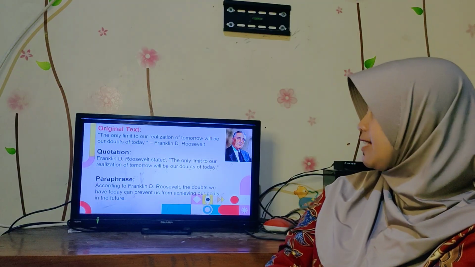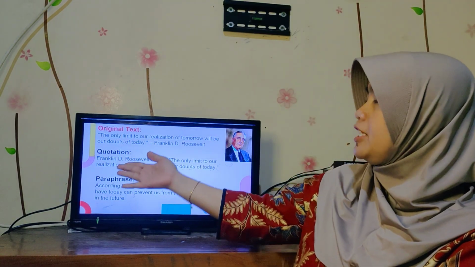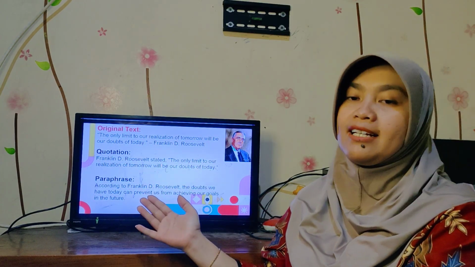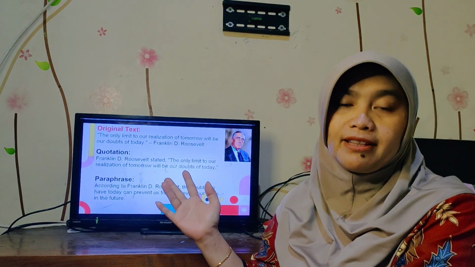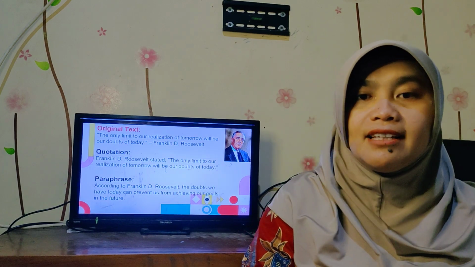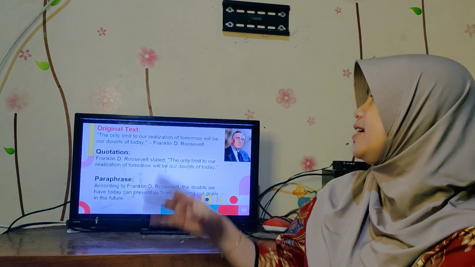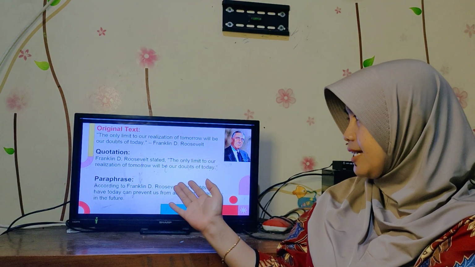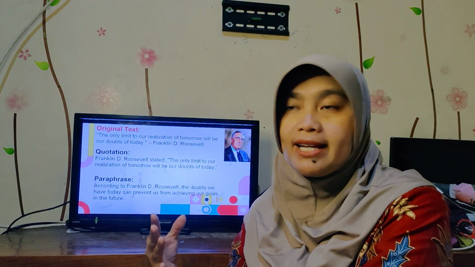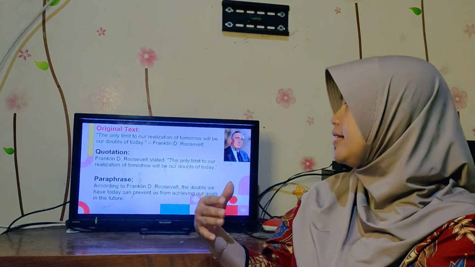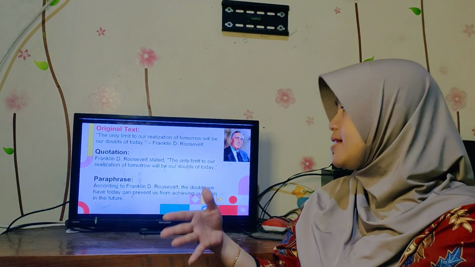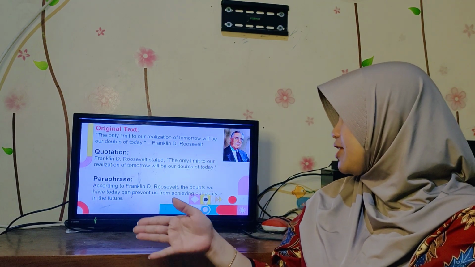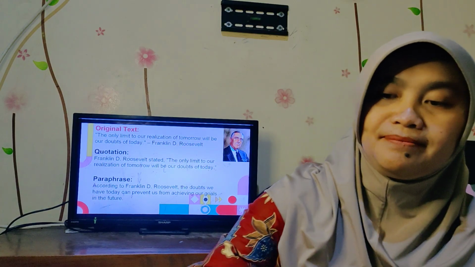Here is the example. From the original text: "The only limit to our realization of tomorrow will be our doubts of today," said Franklin D. Roosevelt. In the quotation, we can cite Franklin D. Roosevelt stated, "The only limit to our realization of tomorrow will be our doubts of today." Or we can make it a paraphrase. According to Franklin D. Roosevelt, the doubt we have today can prevent us from achieving our goals in the future.